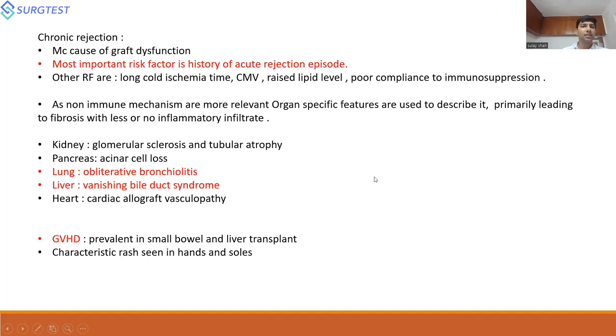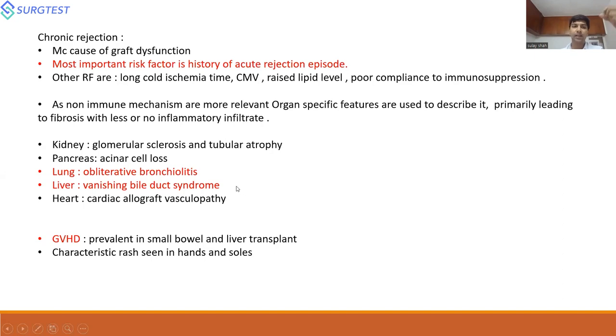So just again to summarize, the chronic rejection reactions are the most common cause. Out of the chronic rejection also, I have specifically told the immunological reactions are antibody mediated, but the majority of the part is taken up by non-immunologic mechanisms. So non-immune mechanisms are more relevant. And so the names mentioned are specifically as per the histological outcome seen. In all these also, kidney shows glomerulosclerosis and tubular atrophy, pancreas, islet cell loss, heart, cardiac allograft vasculopathy. Only these two are important.